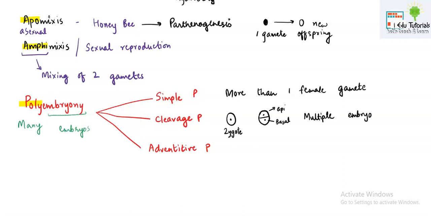Adventitive polyembryony is one wherein the other cells like antipodals and synergids sometimes also develop into embryos. So if antipodals and synergids develop into embryos, then such type of polyembryony is known as adventitive polyembryony.